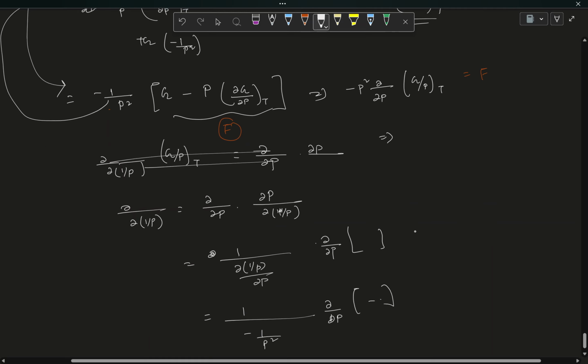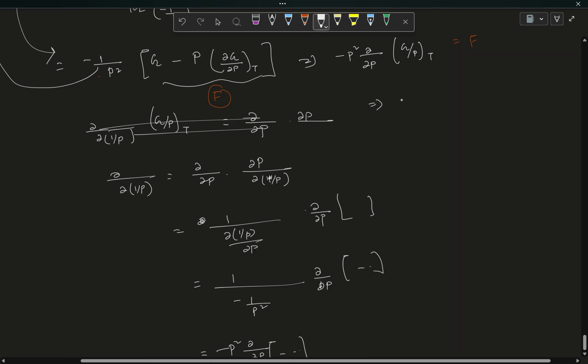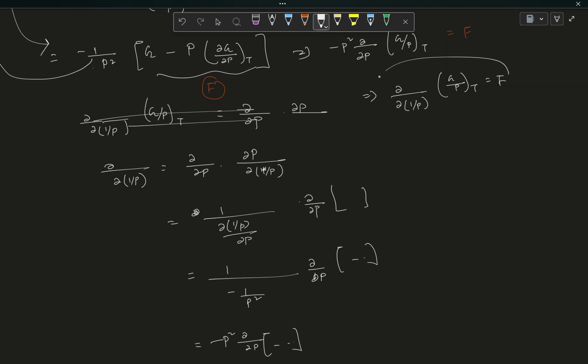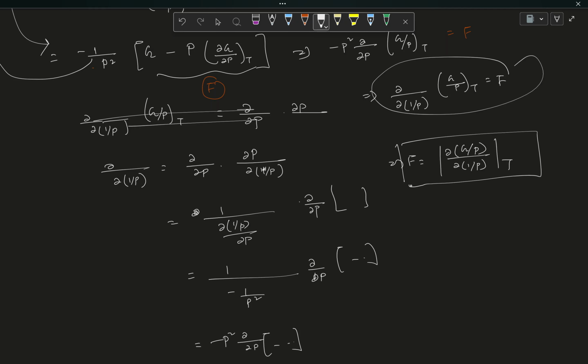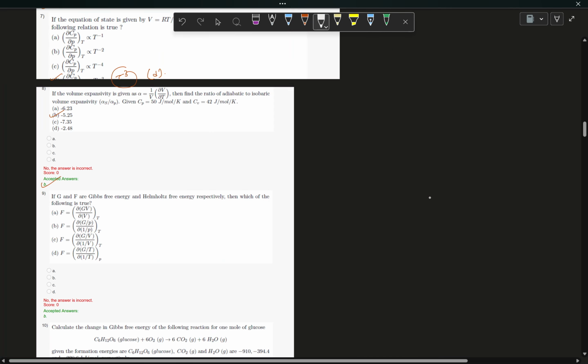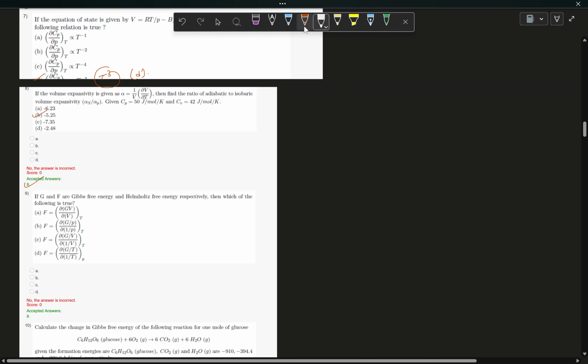So just now we did that minus P squared del P is something like del of 1 by P. So del of G by P by del of 1 by P at T constant is equal to F. Or you can say F is equal to del of G by P by del of 1 by P at T constant. This is a simplified compact form, and this will be matching your option number B. So our option number B is this term. So we have got the correct answer.